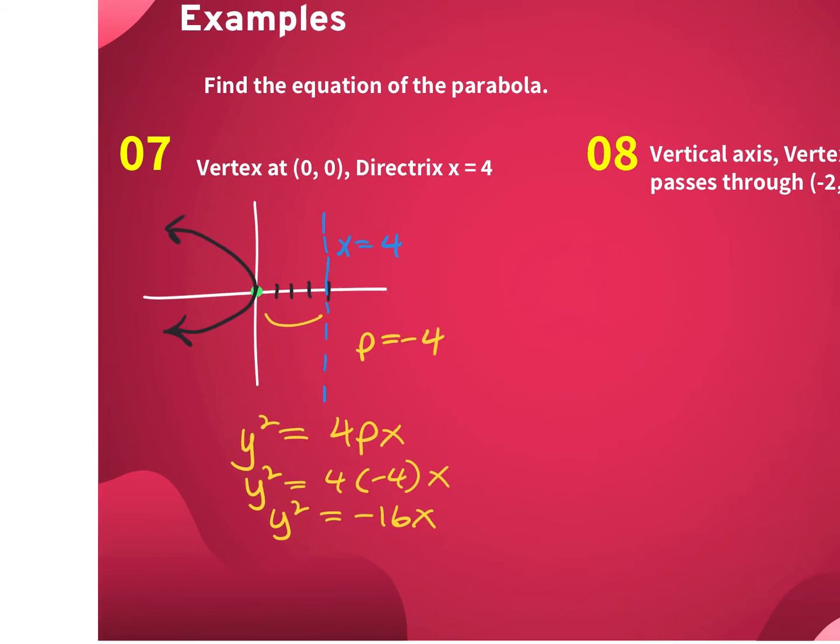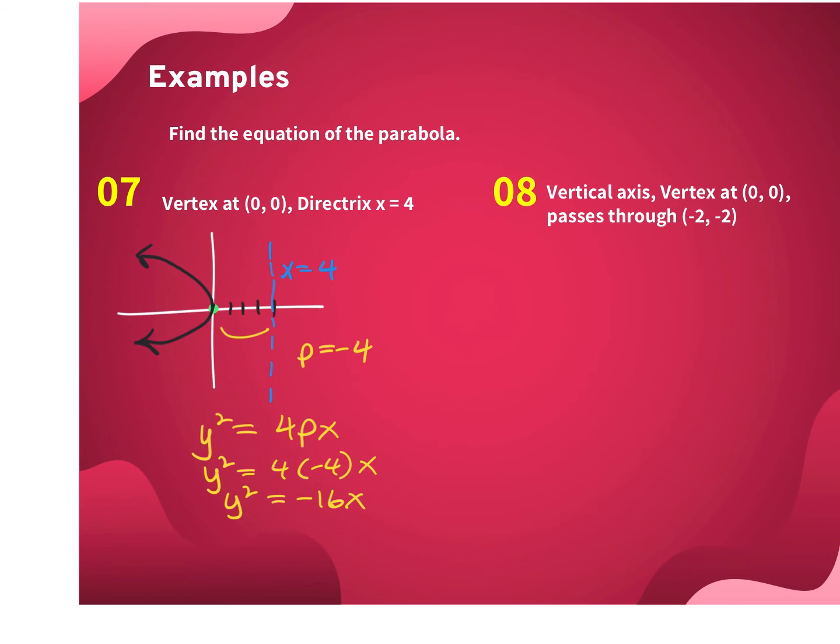Number 8, vertical again, so that tells me it's up and down. Give ourselves a visual. It helps. 0, 0. Ordered pair -2, -2. It's right here. So we need to be able to connect it so we can see. Now again, we don't know anything about the p-value, so I've got to use my ordered pair. This is x, this is y.